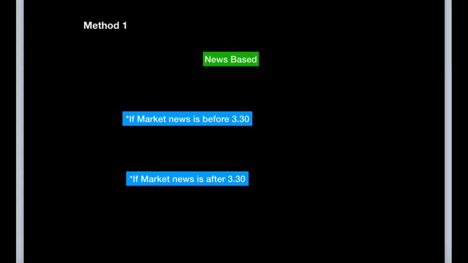So now, the first method is going to be news based. We can enter certain stocks for BTST with the help of news. There are 2 different things which I would like to tell. One is if the market news comes before 3:30 p.m., that is our market hours.